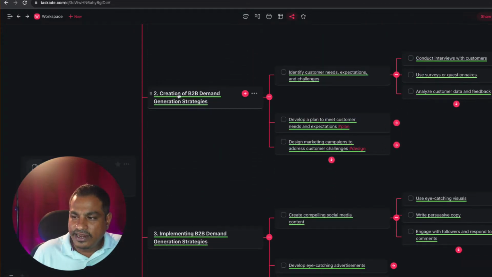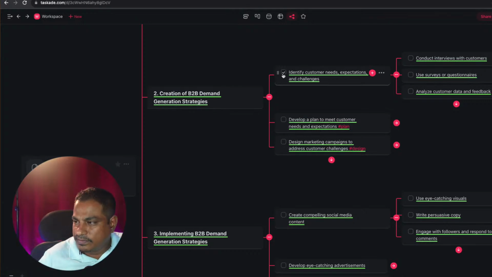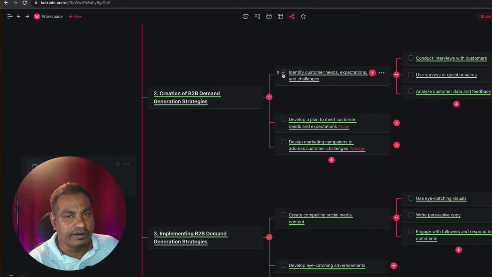So let us look at creation of B2B demand generation strategies. You need to identify your customers' needs, expectations, and challenges. Develop a plan to meet customer needs and expectations. You need to design marketing campaigns that address customer challenges. So basically, I would break this down into three parts.